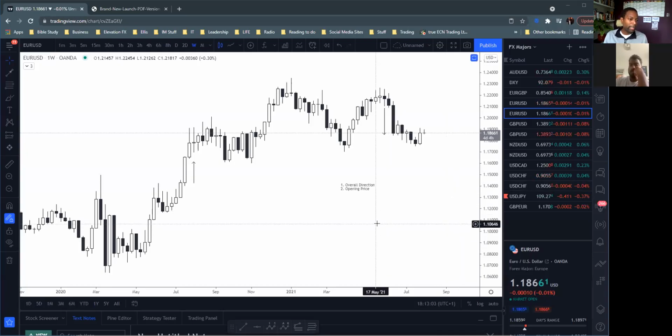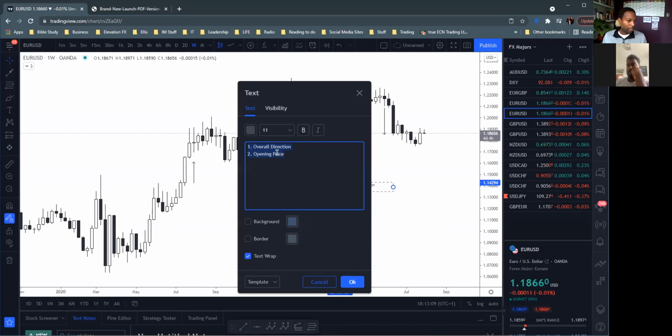Okay, so what we're looking at is the candles and the information that's in a candle. We've covered the first two already. The first thing we find is overall direction. My black candle in this scheme is going down. My white candle in this scheme is going up.